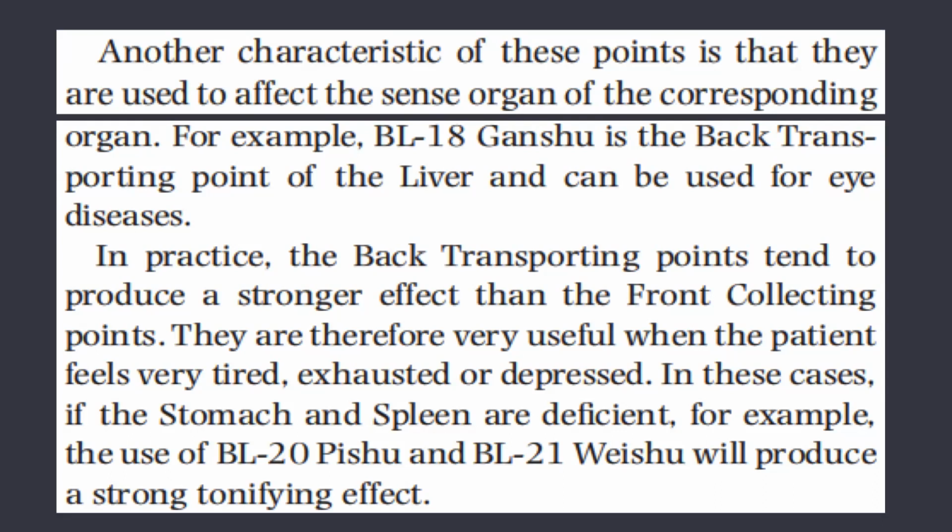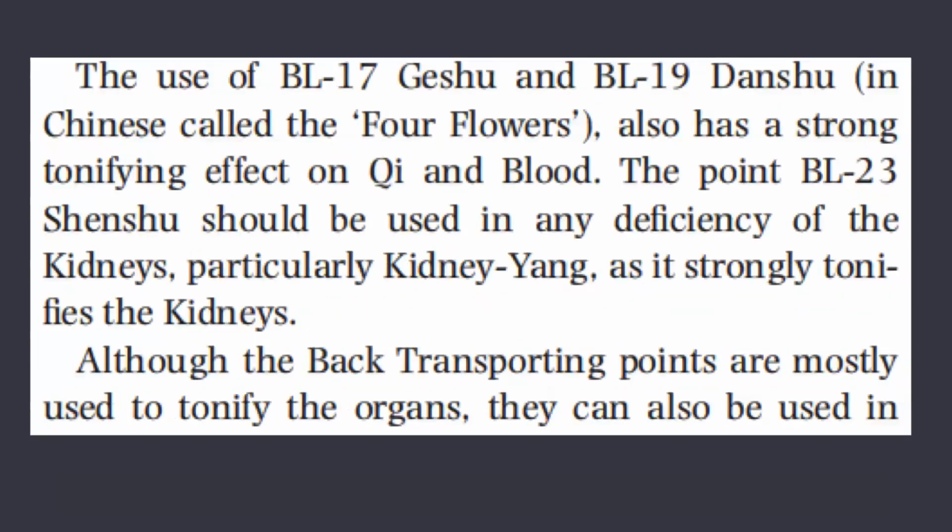In these cases, if the stomach and spleen are deficient, for example, the use of bladder 20 and bladder 21 will produce a strong tonifying effect. The use of bladder 17 and bladder 19, in Chinese called the four flowers, also has a strong tonifying effect on qi and blood. The point bladder 23 should be used in any deficiency of the kidneys, particularly kidney yang, as it strongly tonifies the kidney.